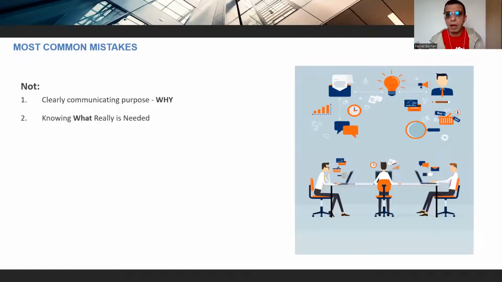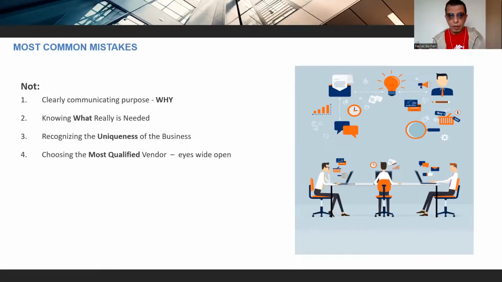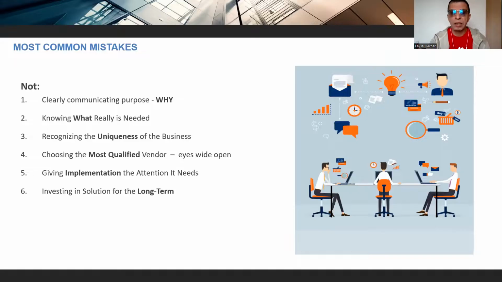Secondly, knowing what really is needed. The third thing, recognizing the uniqueness of the business. You are a different business. You're not like the next college. Your hospital is not like the next hospital. You are unique, and you recognize that too. And choosing the most qualified vendor, you have to look around, besides giving the implementation the attention it needs, and invest in a solution for the long term.